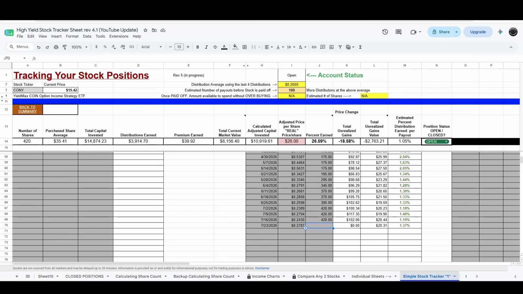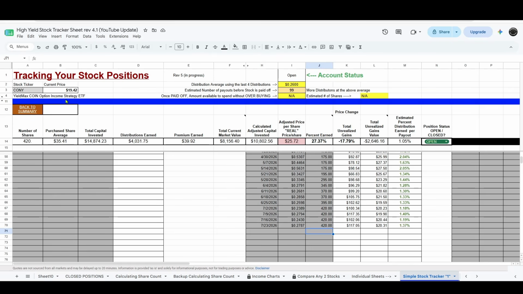But with CONY here, we earned 27 cents, which is up from last week, and I own a total of 420 shares, and my real price per share is $26. But each time I do enter a distribution, I am capturing that, so it's going to help to lower that real price per share. And this sheet helps me to calculate that simply by entering in the ex-date, the distribution amount, and how many shares I own. So for this one, it's going to lower that real price per share of $26 down to $25.72. So each week, I'm able to drop down my real price per share.